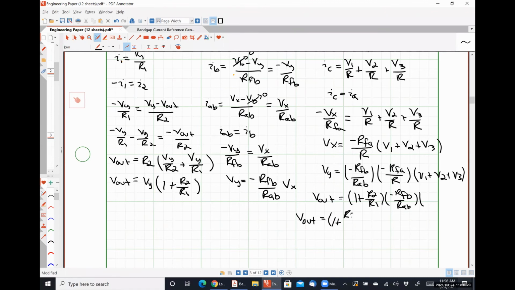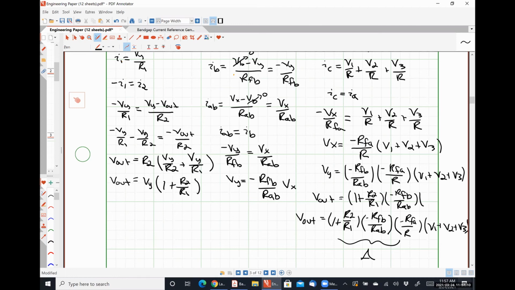One plus R2 over R1 times negative RFB over RAB, and then times negative RFA over R times V1 plus V2 plus V3. And so again, we've written our output in terms of our input. So V1, V2, and V3 are our input voltages, and it's all multiplied by this. And so this becomes our gain, our A.